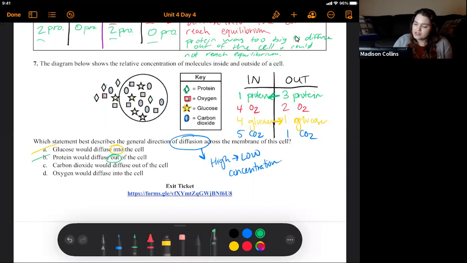C says carbon dioxide would diffuse out of the cell. So let's look at our carbon dioxide. We see that we have 5 molecules in, 1 molecule out. Those molecules are going to want to travel out of the cell. So this looks like it would be a good answer, but let's check out D as well. D says oxygen would diffuse into the cell. We have 4 molecules of oxygen in and 2 molecules out. Those molecules are going to want to travel out of the cell. So it is not D. So our answer here for number 7 is C, carbon dioxide would diffuse out of the cell.